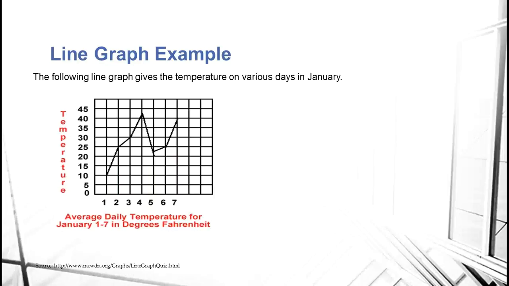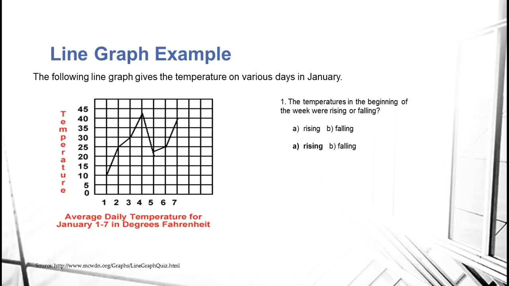Next, we're going to go into a line graph example. So this is not my favorite example, to be quite frank with you, but it's a simple one that will give you a gist of this kind of analysis. The following line graph gives the temperature on various days in January. It's very simple. This one doesn't come without a title, but you would look at the title. Again, you'd look at the axes, and you'd look at the unit. The temperature in the beginning of the week, is it rising or falling? Very simple. Rising. So you see that there's an upward trend.